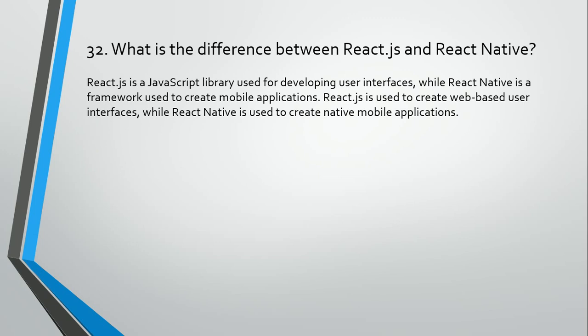So question number two: what is the difference between React.js and React Native? So look, React.js is a JavaScript library used for developing user interfaces, while React Native is a framework used to create mobile applications. ReactJS is used to create web-based user interfaces, while React Native is used to create native mobile applications. So using React Native, it is an advantage that we can develop a cross-platform application.